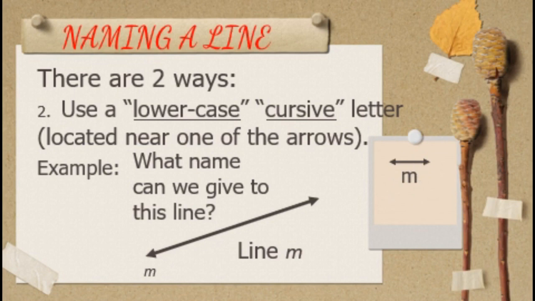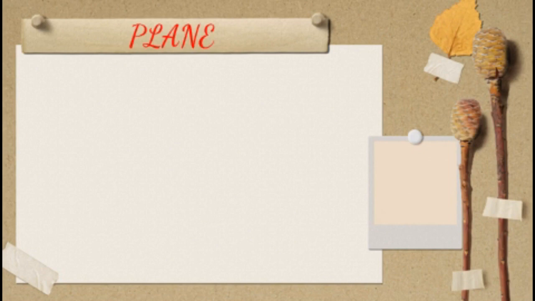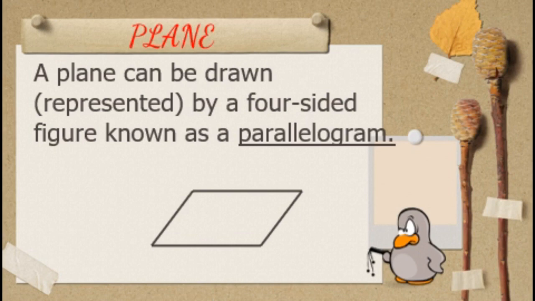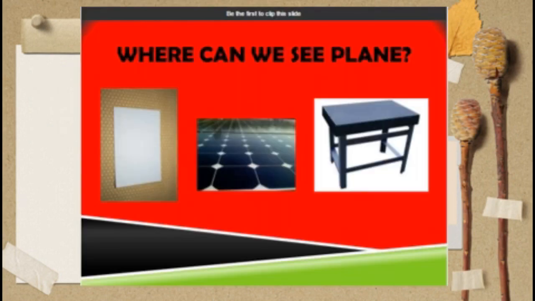Okay? We're done discussing point and a line. Now let's proceed to a plane. What do you mean by a plane? A plane can be drawn or represented by a 4-sided figure known as a parallelogram. So where can we see plane? Alright, very good. Here are some examples.